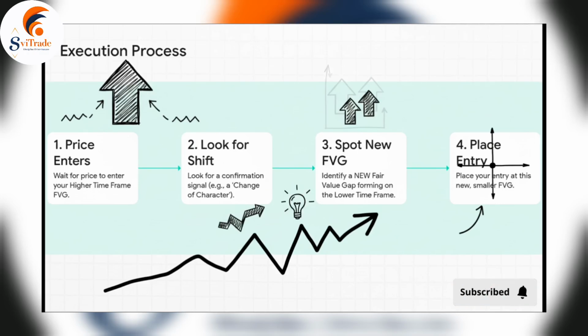You've got your big zone of interest from the higher time frame, right? Then you wait for a clear shift in momentum on the lower time frame. This is often called a change of character. It's basically the market waving a little flag at you, saying, hey, I think I'm done pulling back. Let's go the other way now. When that shift is confirmed by a brand new, smaller FVG, that becomes your hyper-precise entry point.